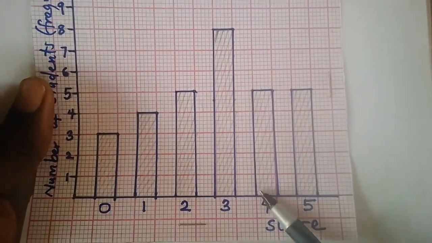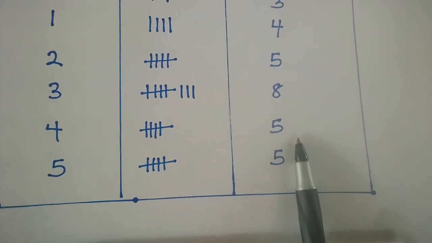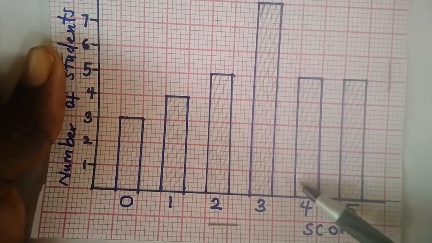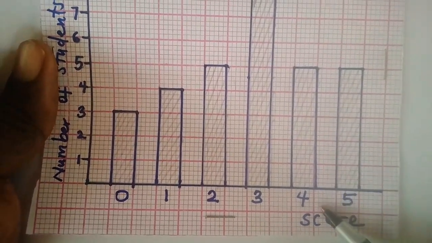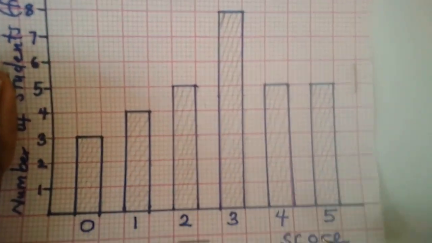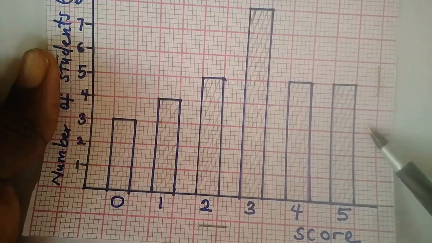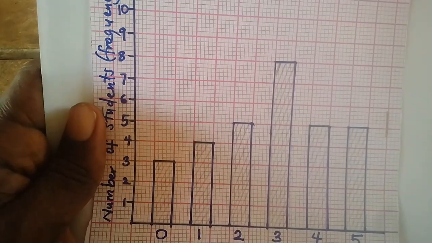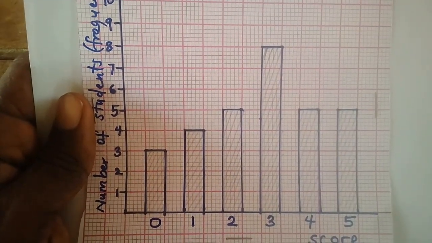For those that scored 4, how many students scored 4? We are having 5 students scoring 4. So you draw your rectangular bar such that it covers this up till we have 5 students scoring 4. Then we also have 5 students scoring 5. So again, you draw a rectangular bar to cover those that scored 5. You can see now. So with this, you can visualize, you can understand, you'll be able to get the information of what we are talking about.